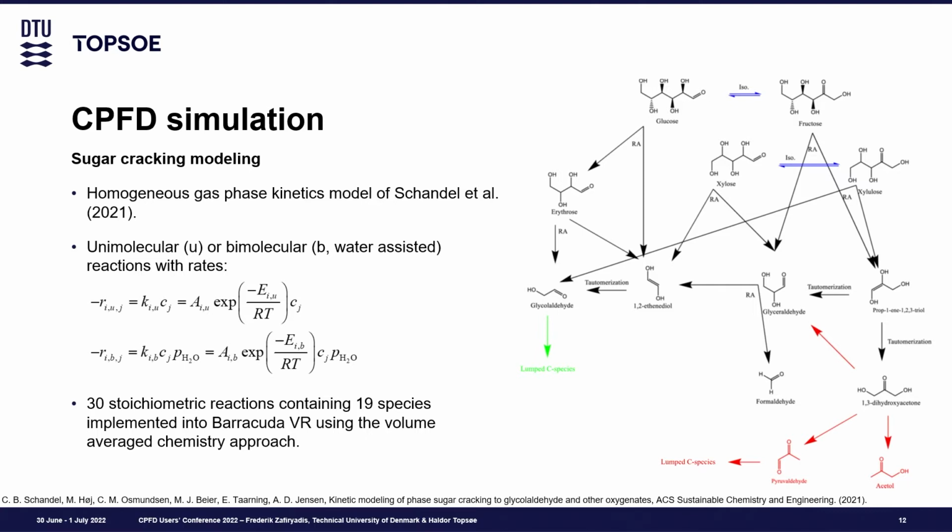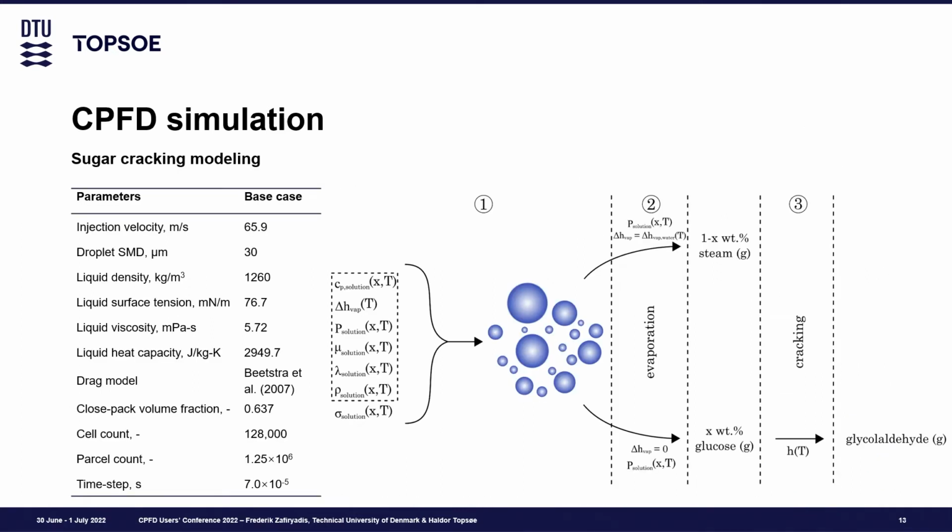So we took this model basically as it was. It's also published, so you can find this in literature, and we implemented it into Barracuda, which is quite straightforward using that framework. And then the big challenge comes in the fact that we have liquid droplets being injected into the system, but everything we have in terms of kinetics is on gas phase. So we need to transfer that somehow.